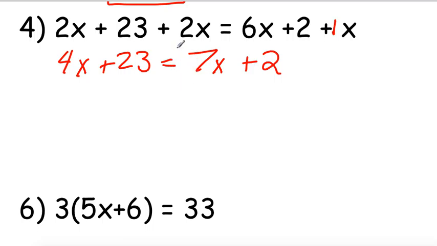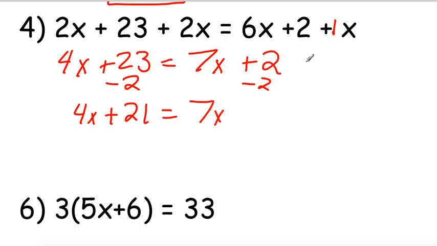Now I can start canceling out a couple values, so I'm going to want to get rid of my 2 over here, so I subtract by 2 on both sides. And notice again, I'm only subtracting integers by integers. I can't subtract an integer by an x value. So I'll have 4x plus 21 equaling 7x, because the 2's cancel out. I no longer have that. And 23 minus 2 is 21.